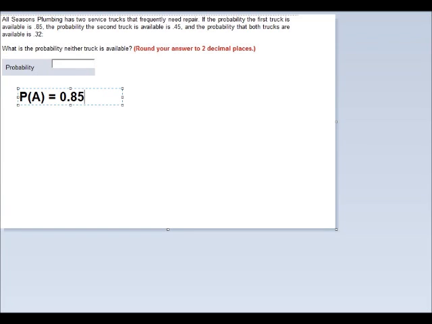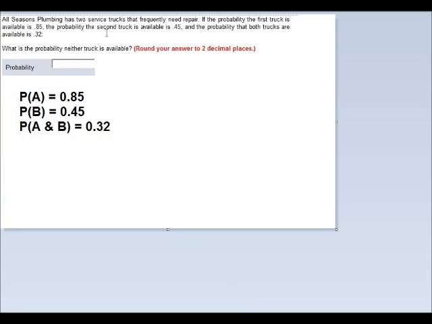And it says the probability of the second truck being available. So in both cases, the probability of being available is 0.45. Then they say the probability of both trucks being available, so I'm going to say the probability of A and B, and that's a very key phrase, A and B being available, is 0.32.